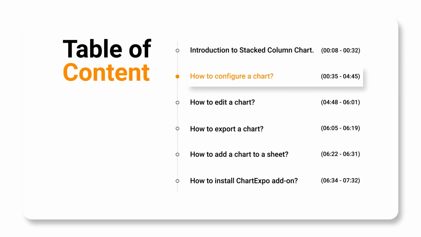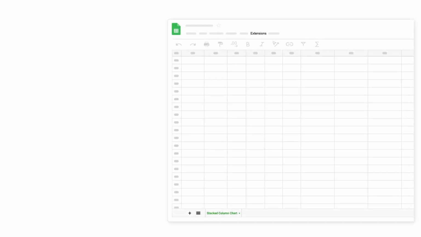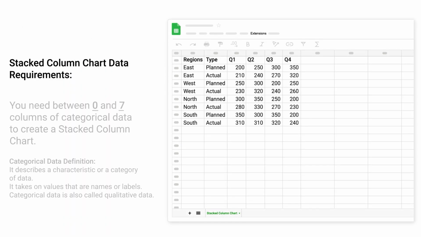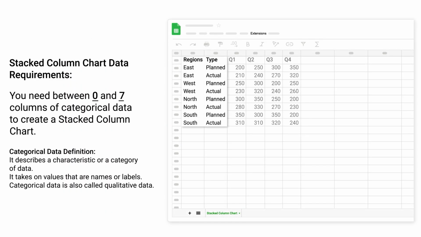How to configure a chart. Stacked column chart data requirements. You need between 0 and 7 columns of categorical data to create a stacked column chart. Categorical data definition. It describes a characteristic or a category of data. It takes on values that are names or labels. Categorical data is also called qualitative data.